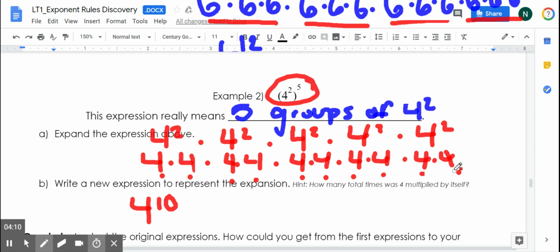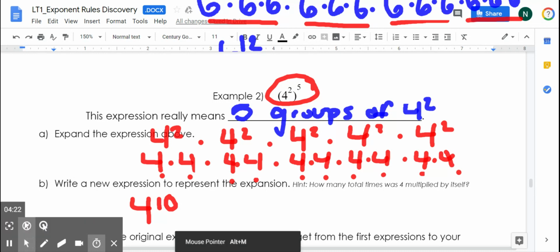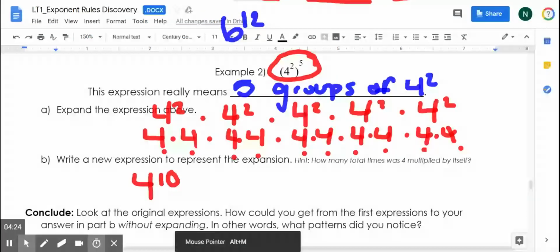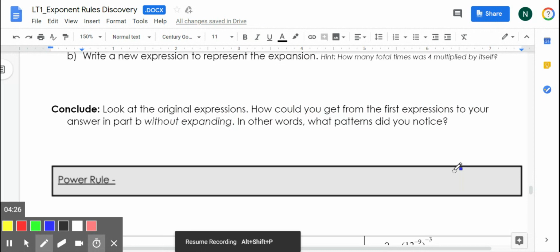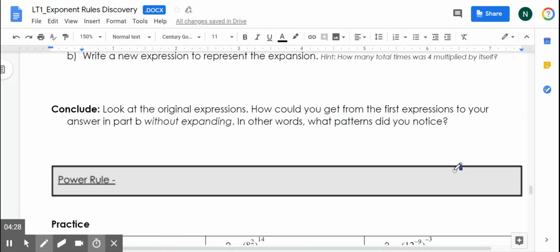Well, again, look at the original problem. From 2 and 5, how do I get 10? Well, we talked about in the last problem, we can multiply my exponents. So 2 times 5 is 10, so 4 to the 10th power. So what can we conclude? So looking at the original expressions, what we figured out was that we're really just multiplying the exponents.